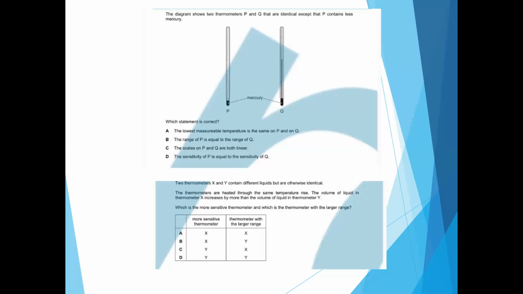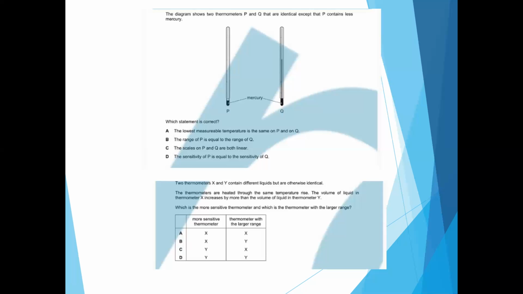This means the intervals will always be equal, and the change in length for every temperature change. D, the sensitivity of P is equal to the sensitivity of Q. Wrong, since they're rising to different lengths due to different amounts, so Q will be more sensitive because it has more mercury, and P will be less sensitive.